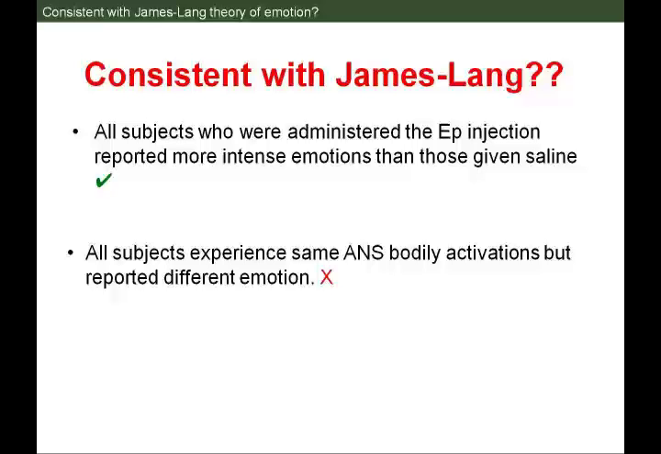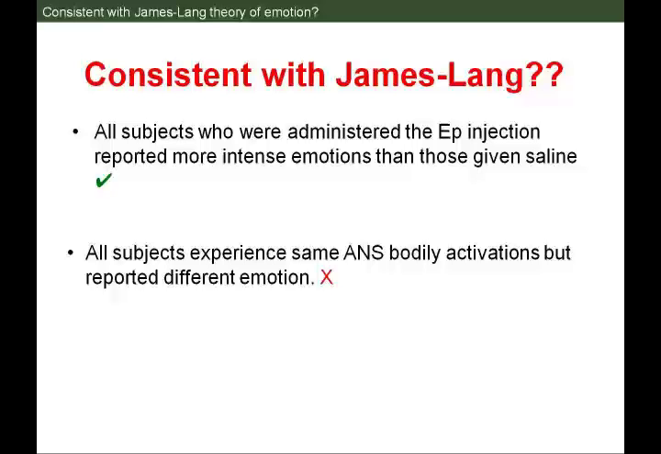Absolutely, yes. But remember, they wanted to look at the James-Lange theory. The James-Lange theory claims that there are changes in the autonomic nervous system, and each emotion is going to come with its own pattern of changes. So basically, no pattern or cluster of autonomic nervous system changes would belong to two different emotions. What they showed is that actually there are.